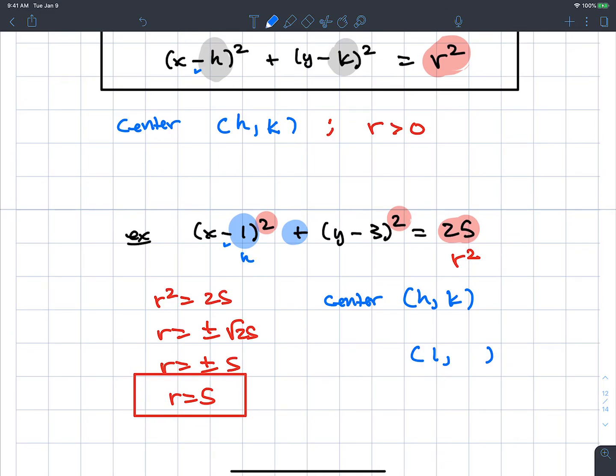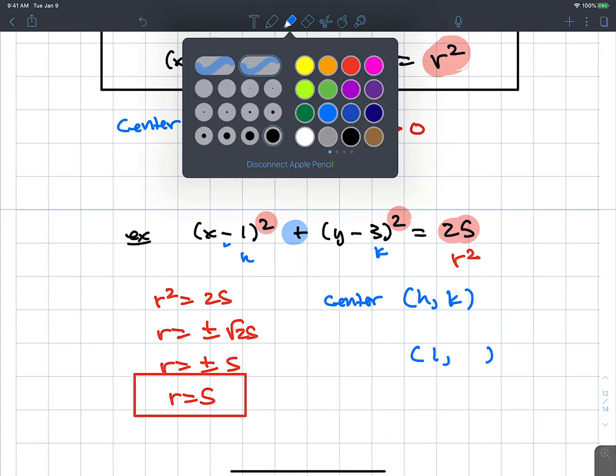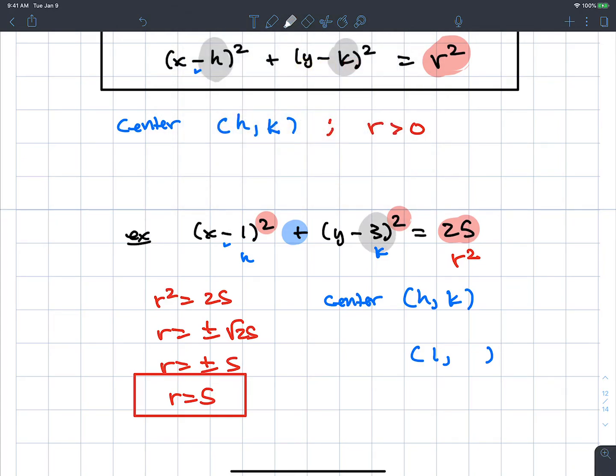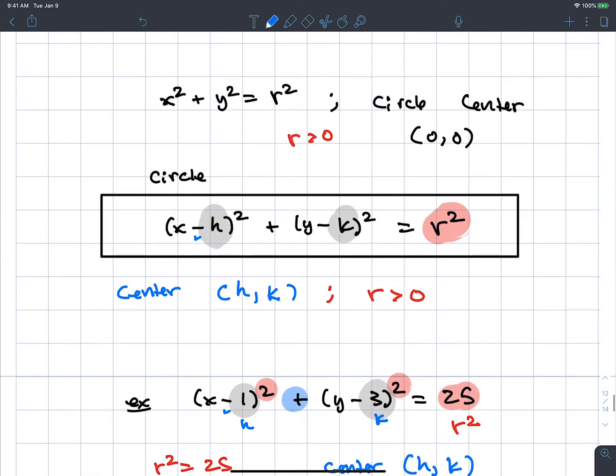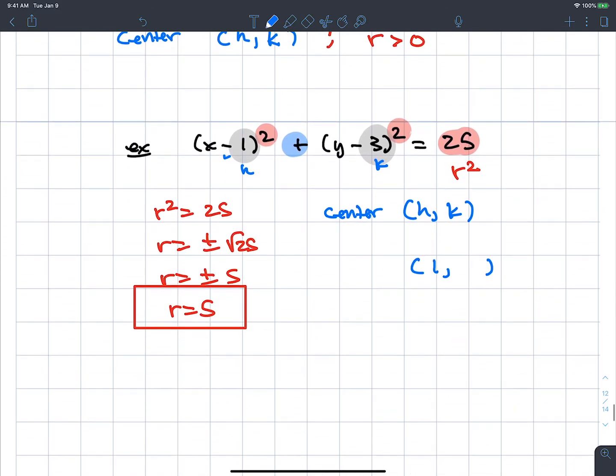This is h, and this is k. And you might say, well, what's k? K comes after the subtraction sign, just like h, because it has y minus then k, like x minus then h. So in this case, this will be 3. That's my center now. So it's just like finding h and k for the parabola. My center is not the origin. The center is (1, 3), and my radius is 5.